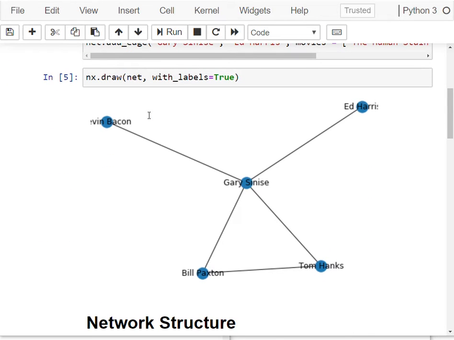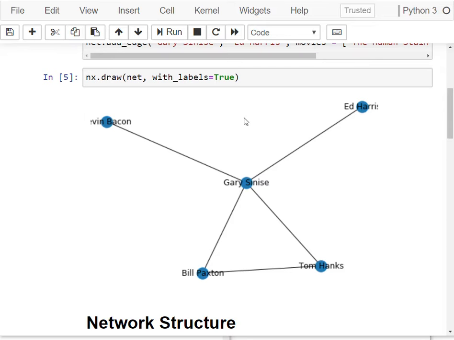When we look at this network here, we can see that there are 5 nodes in this network, and those nodes are different in terms of their positions. We can see that the node representing Gary Sinise, for instance, is much more central in the network compared, for instance, to Ed Harris and Kevin Bacon. We can also see that some nodes form a clique of size 3, for instance.